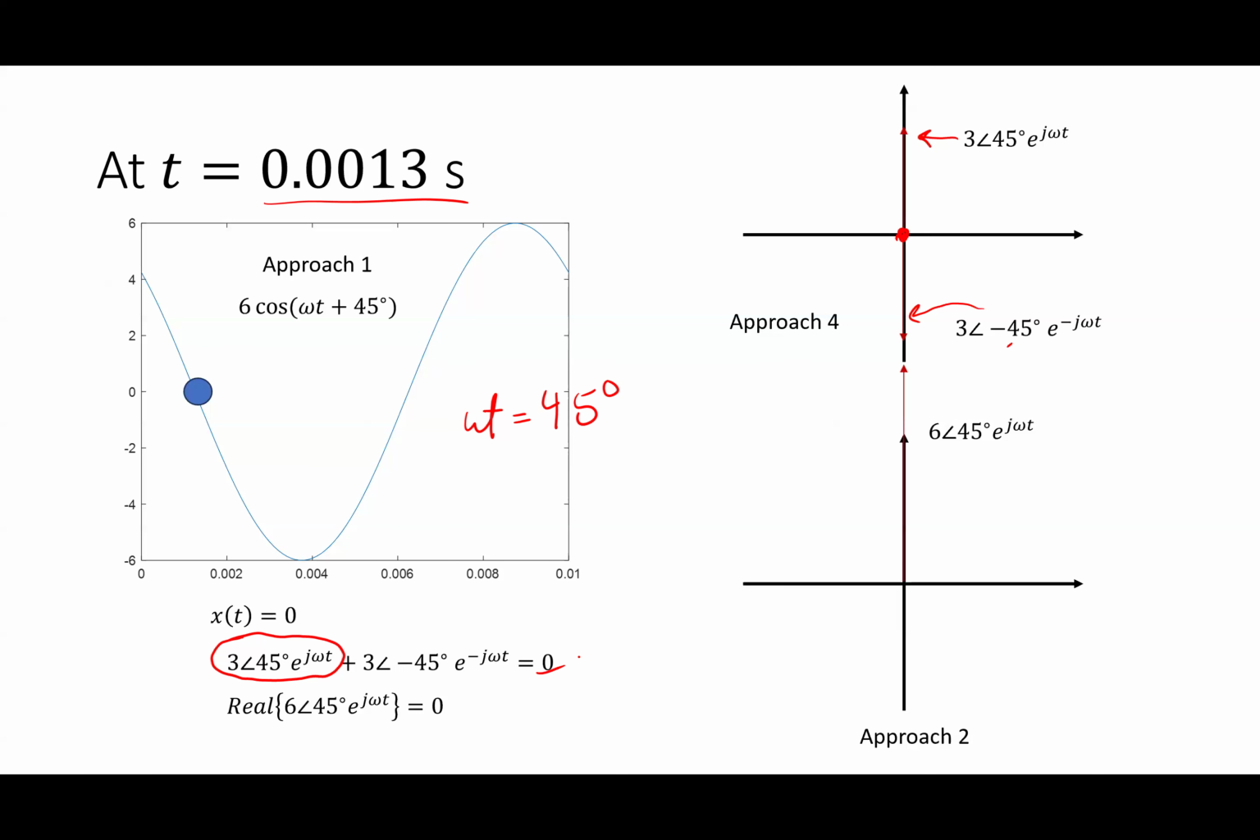For this one here, again, we just said omega t is 45 degrees. So that means we're taking the real part of 6 angle 45 degrees times 1 angle 45 degrees. If I take 6 angle 45 times 1 angle 45, what's that?